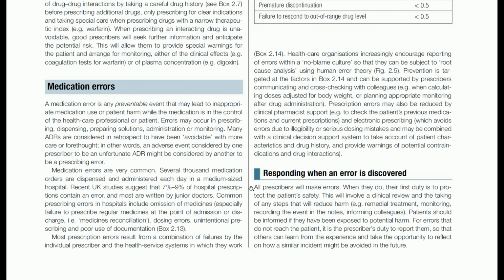Responding when an error is discovered. All prescribers will make errors. When they do, their first duty is to protect the patient's safety. This will involve a clinical review and the taking of any steps that will reduce harm, for example remedial treatment, monitoring, recording the event in the notes, informing colleagues. Patients should be informed if they have been exposed to potential harm. For errors that do not reach the patient, it is the prescriber's duty to report them so that others can learn from the experience and take the opportunity to reflect on how a similar incident might be avoided in the future.